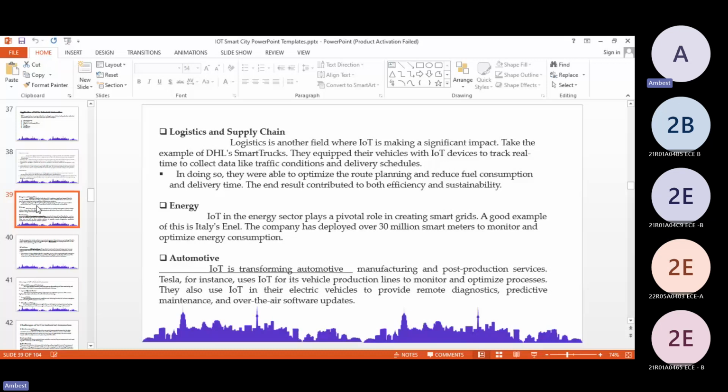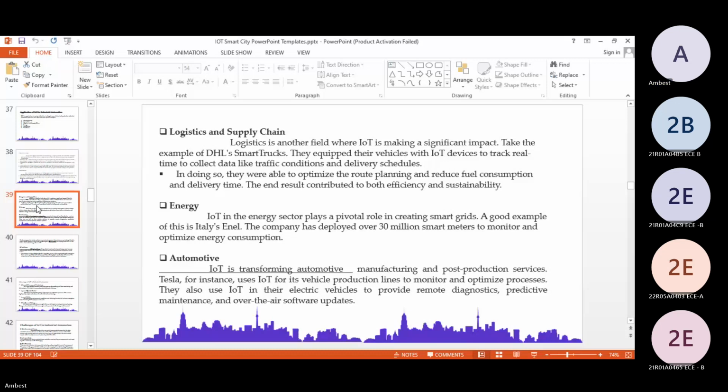It plays a vital role in smart grids. As an example, take Italy's ENEL, which has developed over 30 million smart meters in its locality, with monitoring and optimizing of energy consumption. So the smart grid is a great example of smart meters in our daily use of products.